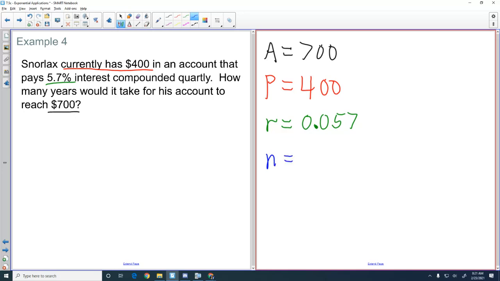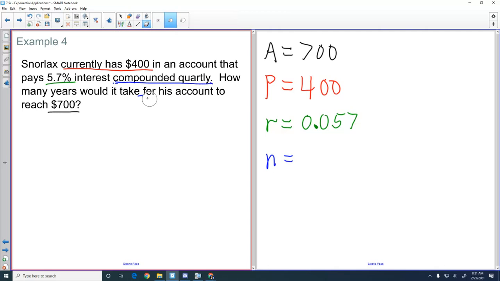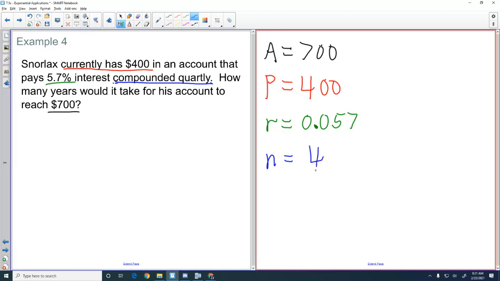N, the number of times that interest is applied in a year. Since it's compounded quarterly, what should the value of N be? Quarterly means 4. So N is 4.